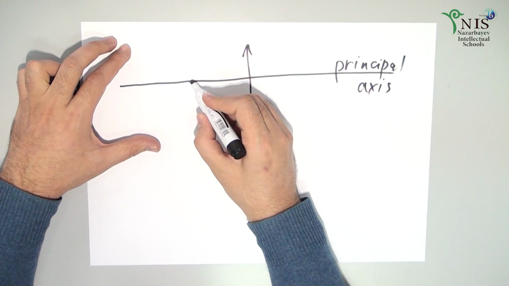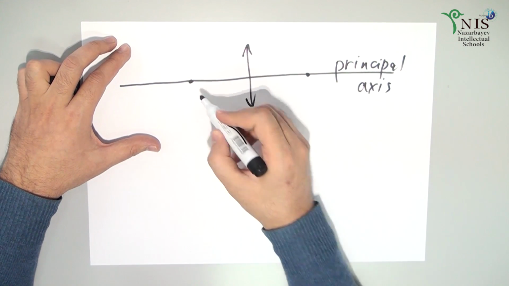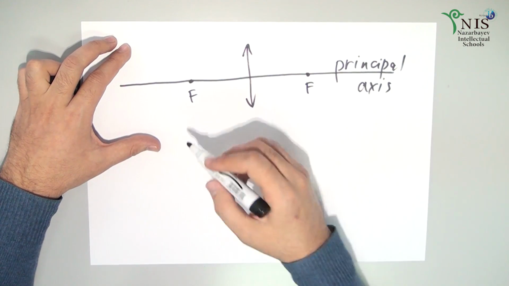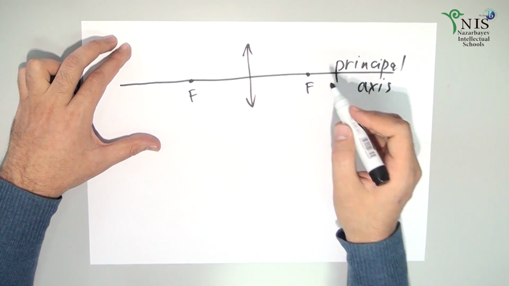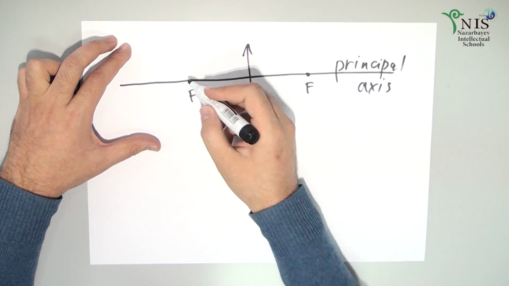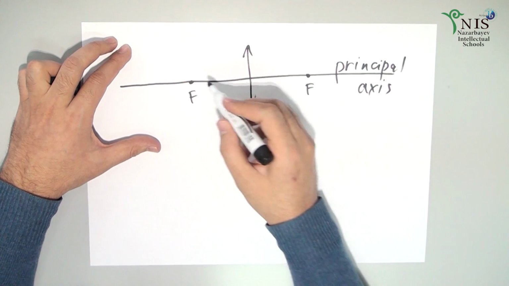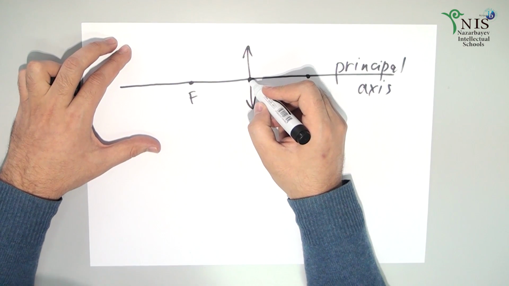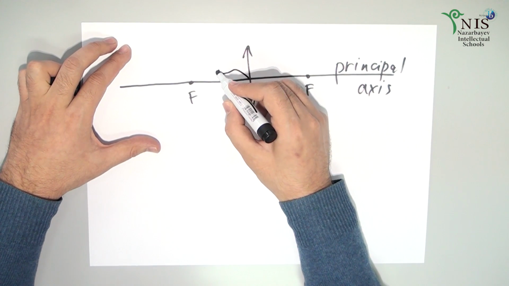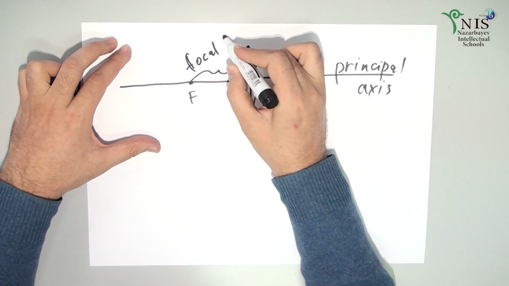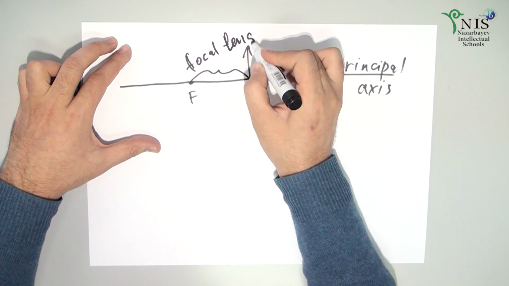And of course we have two focal points. If the curvature of the lens is the same on both sides, then the distance between the lens and the focal points will be the same from both sides. These are the points, and the distance between the lens and the focal point is called focal length.